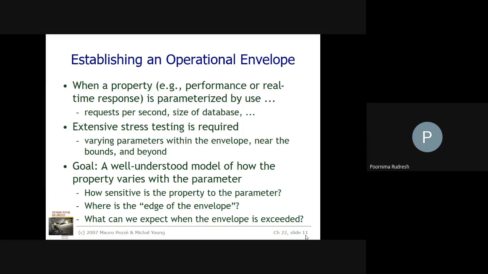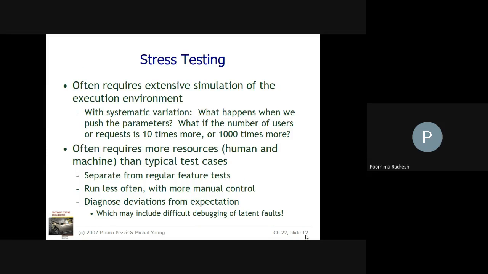And the next one is the goal. So what is a goal? A well understood model of how the property varies with the parameter that we are setting as a goal. Whichever parameter we are considering, we have to measure how sensitive the property is to the parameter, where the edge of the envelope is, or what we can expect when the envelope is exceeded. These things we have to know, because this also affects the system performance.